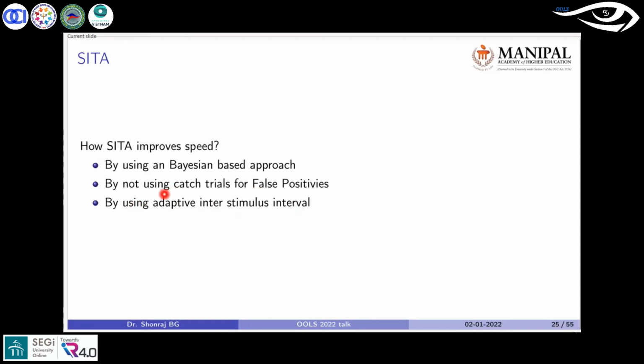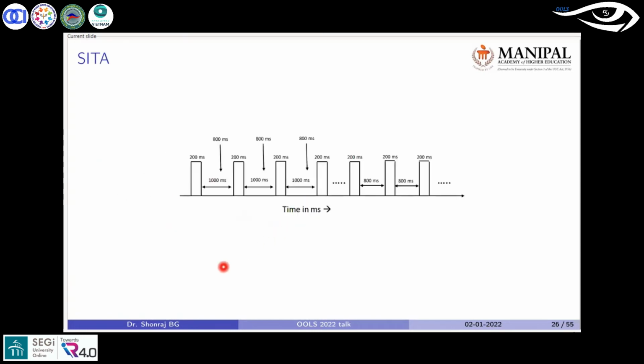Okay, let's look at this one first, the adaptive interstimulus interval. Let's take a perimetric stimulus. This is how time flows on your x-axis. Let's say you showed a stimulus for 200 milliseconds, and then you wait for 100 milliseconds for the stimulus response, and then you show the next stimulus for another 200 milliseconds, and then you wait for 1000 milliseconds, and another 1000 milliseconds, and then you show another stimulus. You keep on going, right?